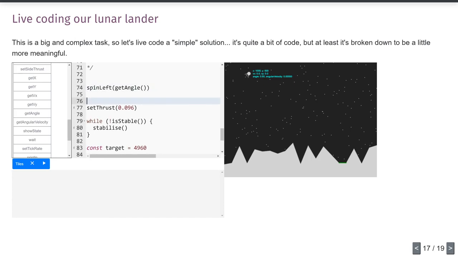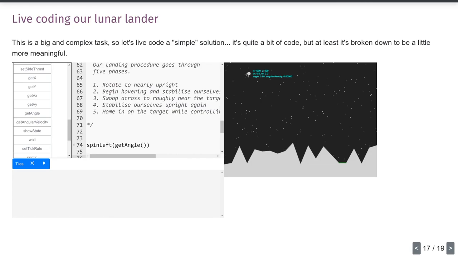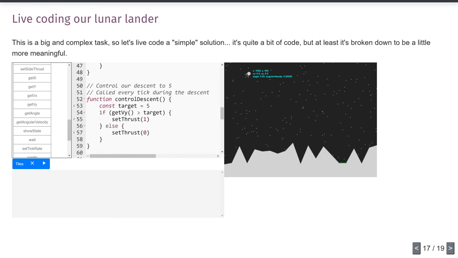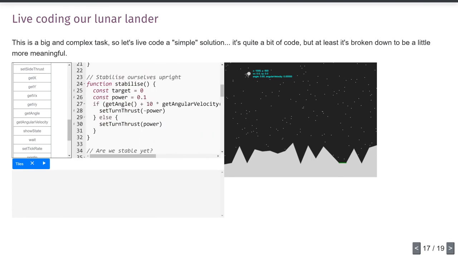I could put some comments down in the code to actually say what we're doing at these particular bits. Here, for instance, I might want to say start hovering, because that 0.96, that's a magic number that happens to match what I need to counteract gravity. So I could still improve the commenting on this, but hopefully a week later, my future me or someone else trying to read your code could actually read that and see roughly what is going on in it. But yeah, I could improve the comments.